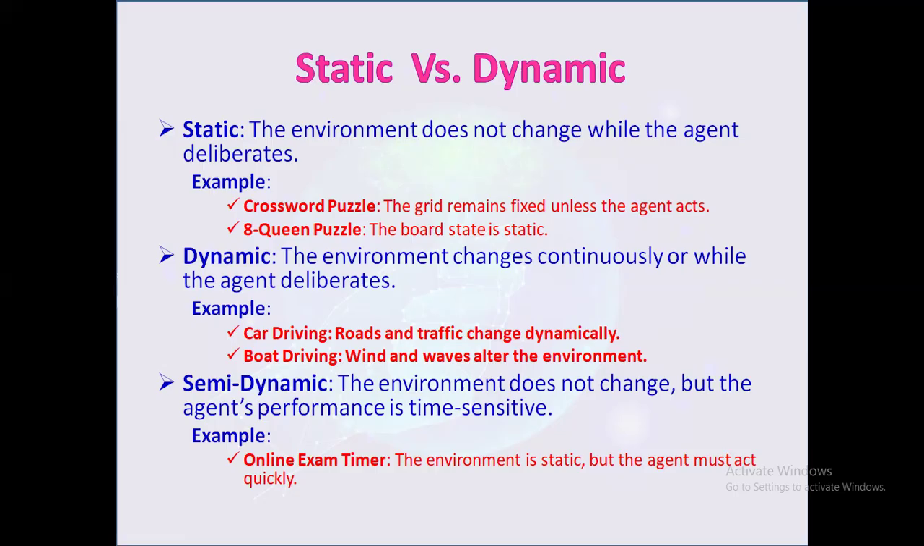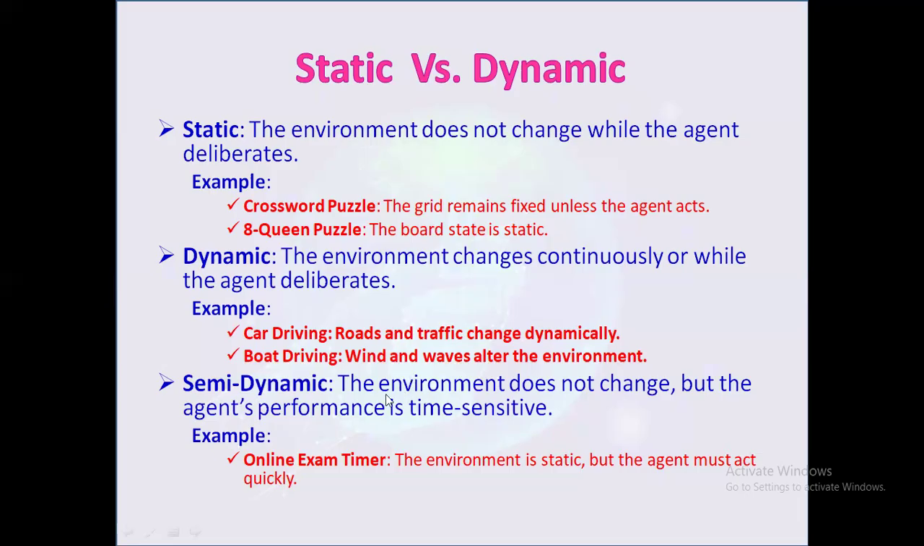This requires the agent to adapt its actions in real time as the environment evolves. Example, car driving. The traffic or road conditions or the weather conditions continuously change, requiring the agent to constantly adjust its driving. That is why we are calling it dynamic. Boat driving, wind or waves alter the environment, making navigation unpredictable and requiring the agent to respond dynamically to shifting conditions.